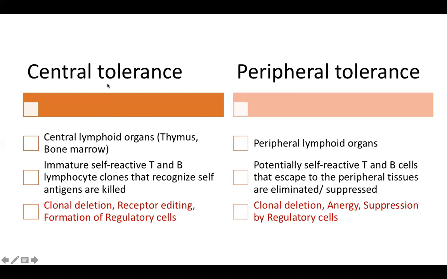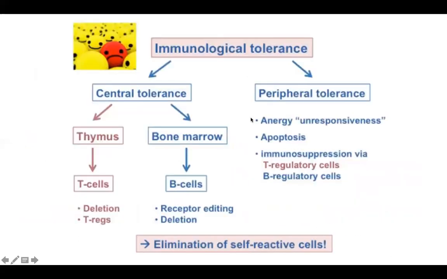Some of the mechanisms of central tolerance include clonal deletion, receptor editing, and some of the mechanisms of peripheral tolerance include again clonal deletion, anergy, and suppression by regulatory cells. So formation I have mentioned here, but they don't work here. The work of regulatory cells happens here actually in the periphery. Okay, so we'll see one by one.